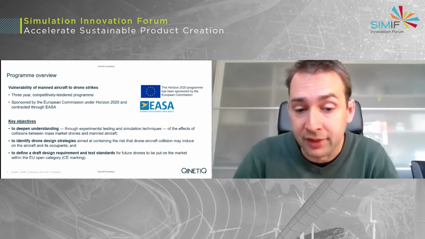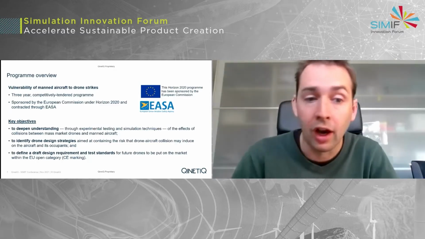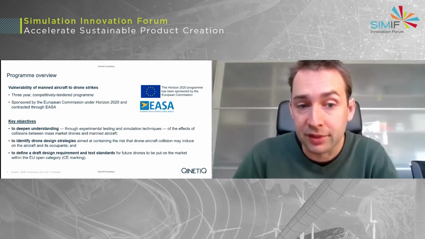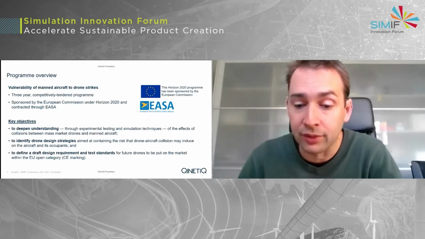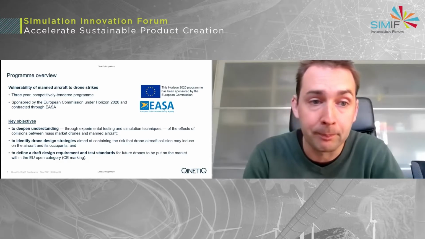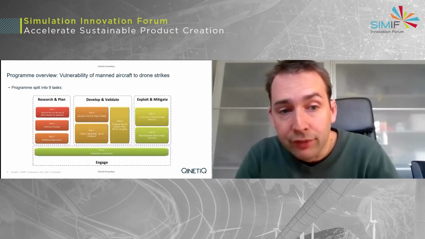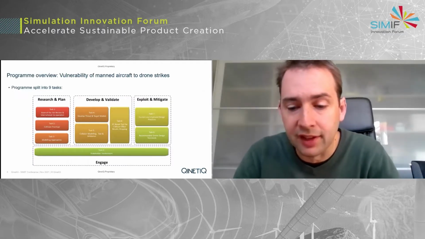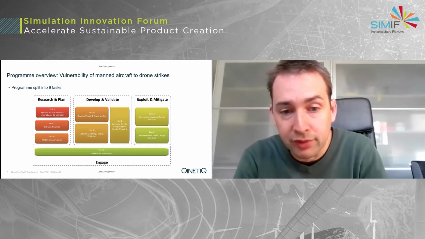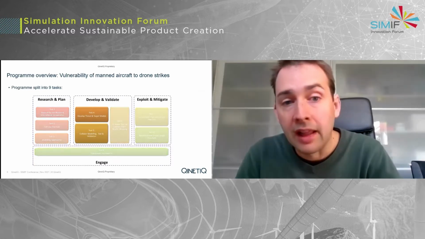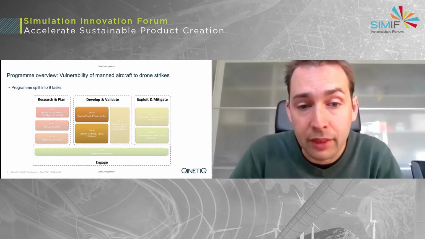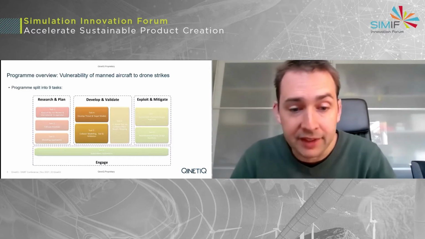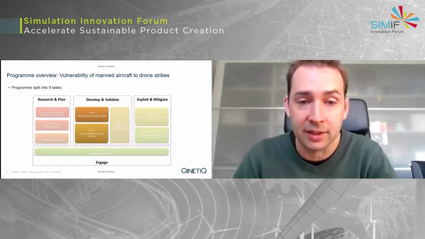So are there changes that could be made to drones to make them safer in the event of a potential collision? And then looking at drafting some design requirements and test standards for future drones for sale in the EU. The programme itself is large, and we could talk a lot about each of these tasks. There's 9 tasks within the activity, but today we're going to focus on a couple of really small elements of it. First of all is the development of the threat models, or the drone finite element models, and we're also going to touch a little bit on the simulation of the collisions themselves.